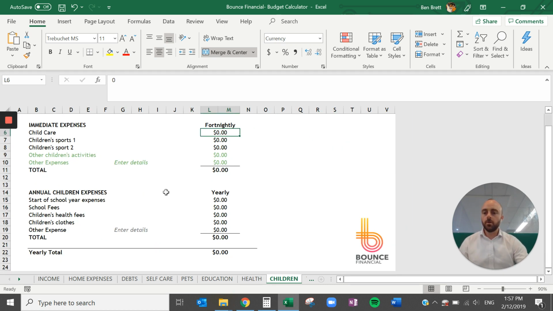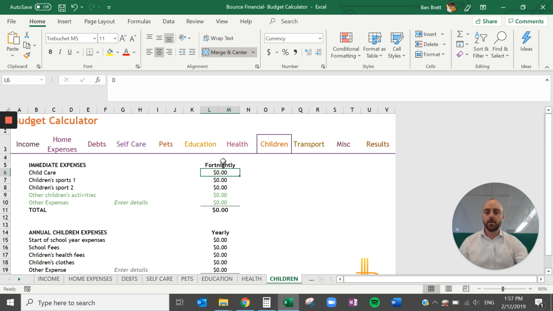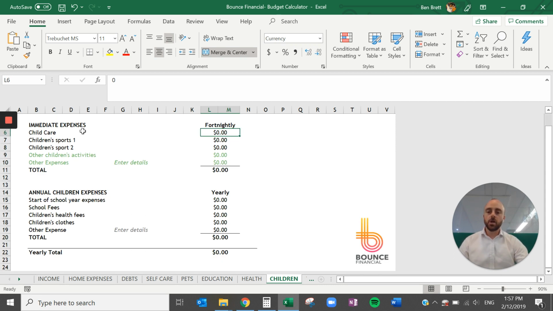Cool. So the children, again, we've broken up into fortnightly and yearly. Childcare, again, is very unique to your situation. I dare say you're going to know how much you pay in childcare. We like to put in the after Centrelink rebate figure, just to make it a bit easier. So let's just pick a number out of the air. But usually what I'll do is calculate how many days they go and how much it costs. We've put in children's sports. So let's just assume that's $50 a fortnight.